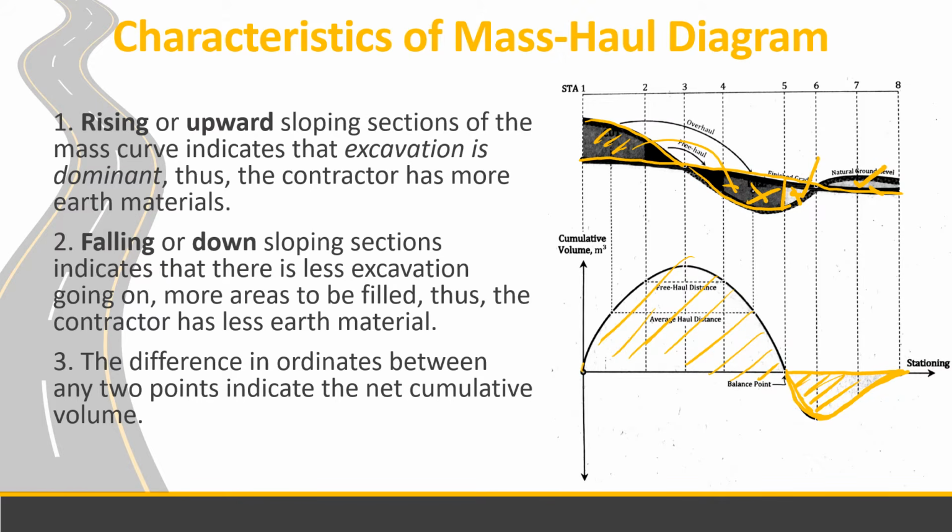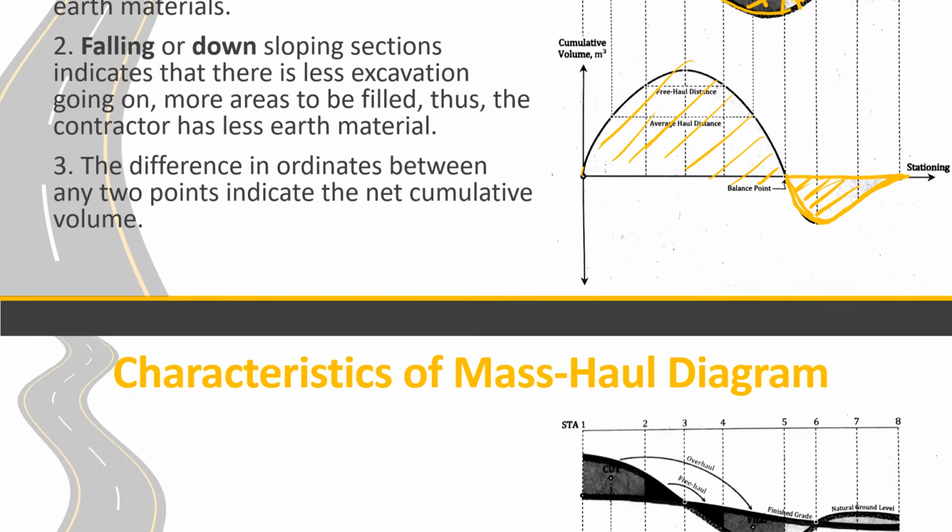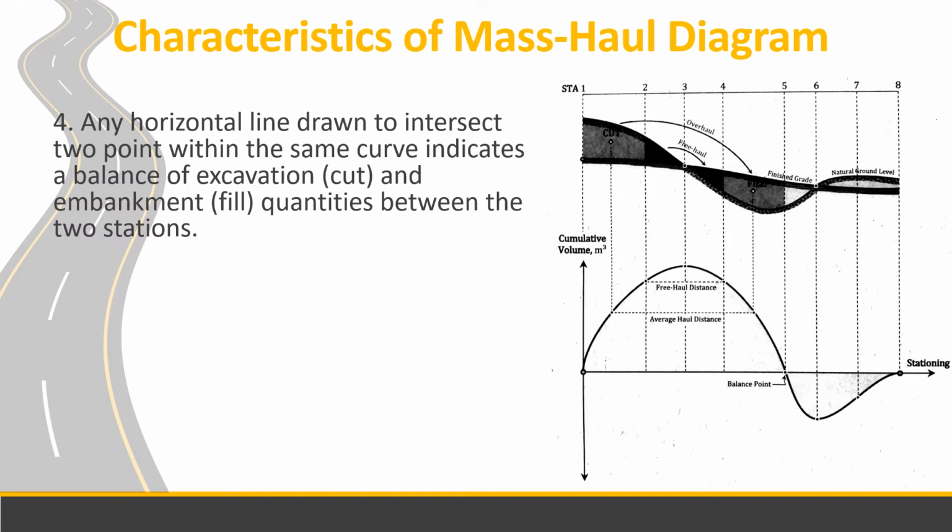So later I will explain that through a problem. Next, any horizontal line drawn to intersect 2 points within the same curve indicates a balanced excavation or cut and embankment or fill quantities between the two stations.